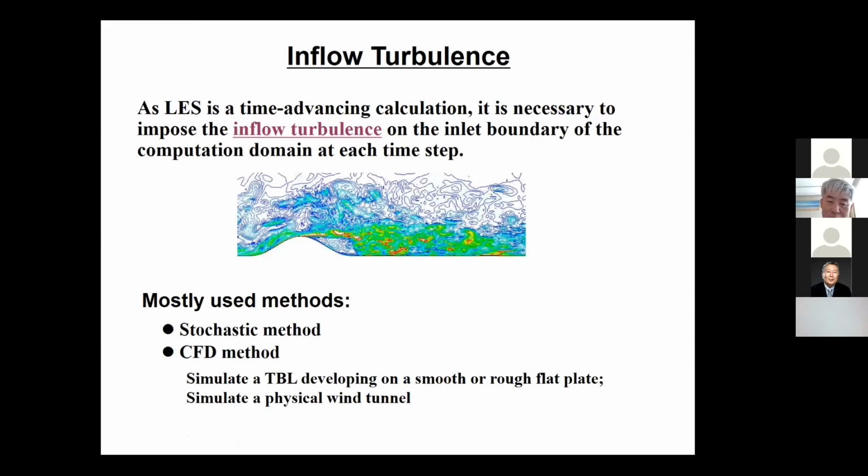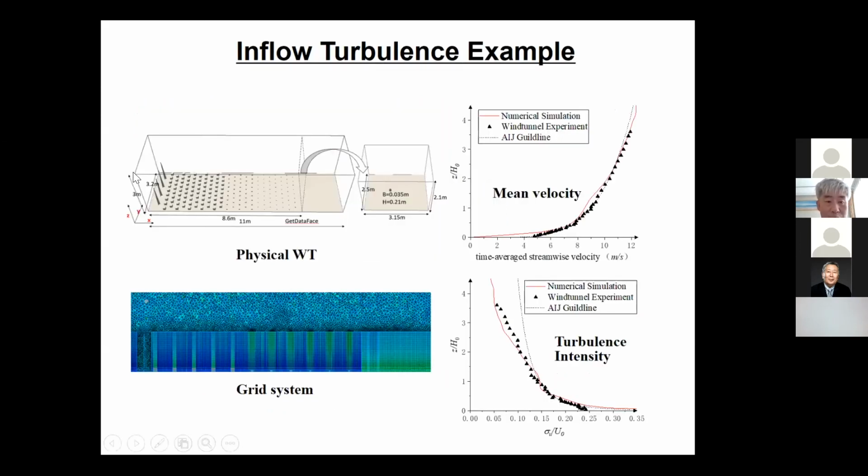Another way is CFD simulation. You simulate a turbulent boundary layer by a numerical approach, or you just simulate a physical wind tunnel. For instance, for a wind tunnel, as introduced, we use spires and reference blocks to generate the inflow turbulence. It's also a physical wind tunnel, because currently computers have become very powerful.